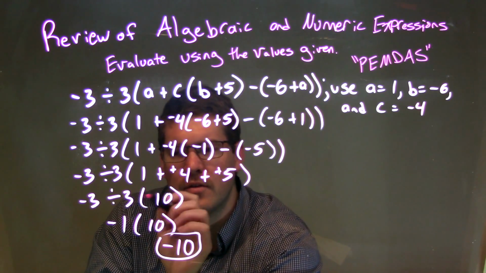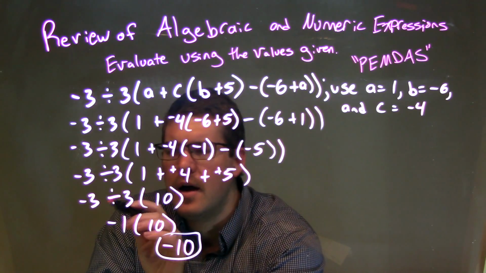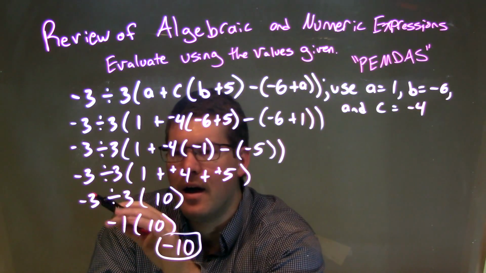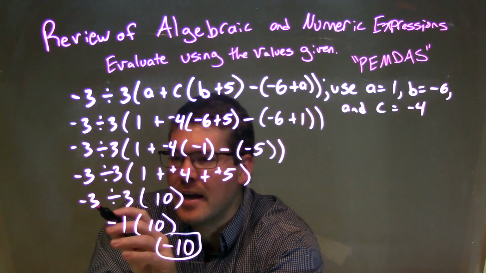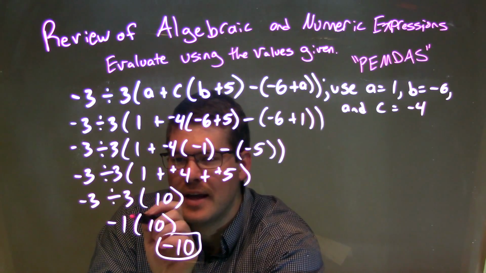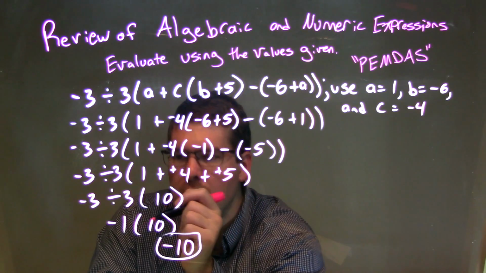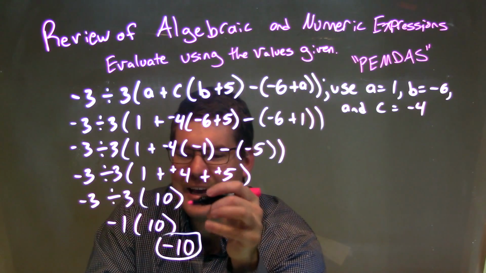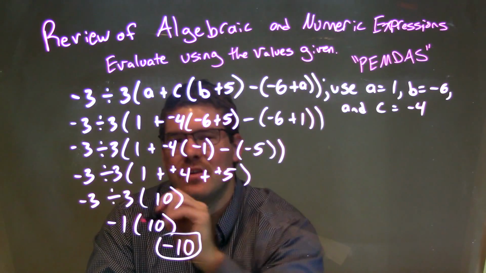Then from there, this is the tricky part, it gets a lot of people, I had to do my division first. Division and multiplication are the same ranking in a sense. -3 divided by 3 comes first, and -3 divided by 3 is -1. Then we bring down the 10. Then we have -1 times 10, which is -10, and -10 is our final answer.